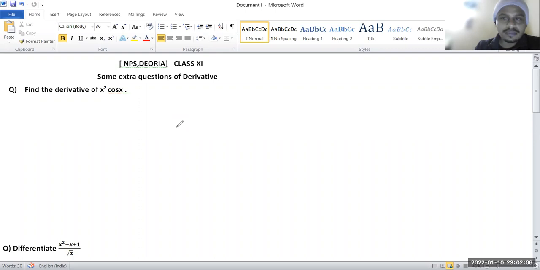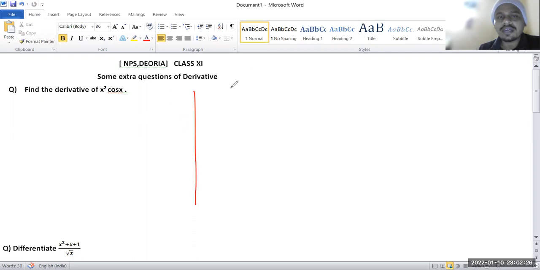Okay, students, now I'm going to discuss some extra questions of derivative. In the previous lecture, you have solved a question based on first principle. First principle se hum kaise differentiation karte, wo padhe. Ab hum kuch direct rules padhenge, ki kaise hum kuch formula aapko bataya gaya tha classes mein. I will explain some formula in the classroom.